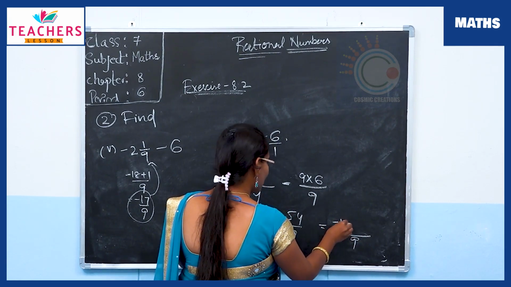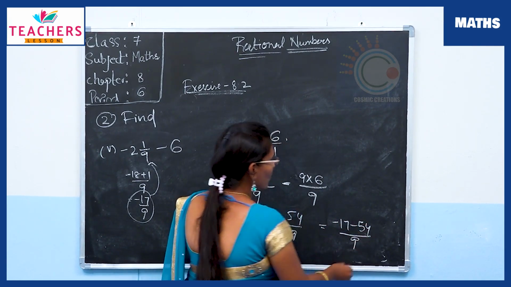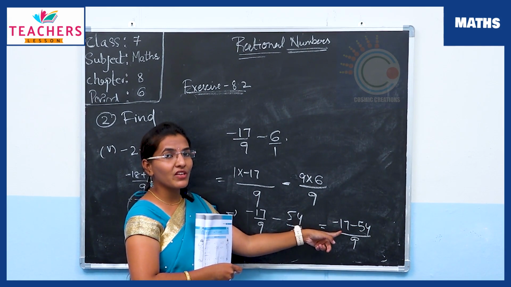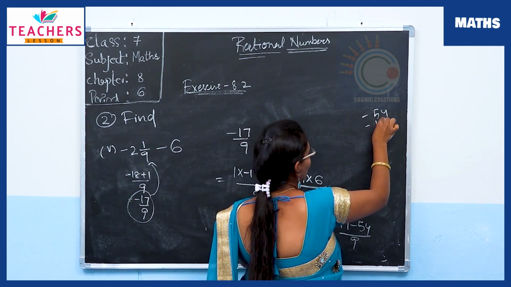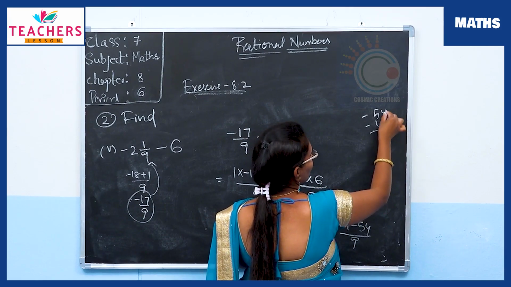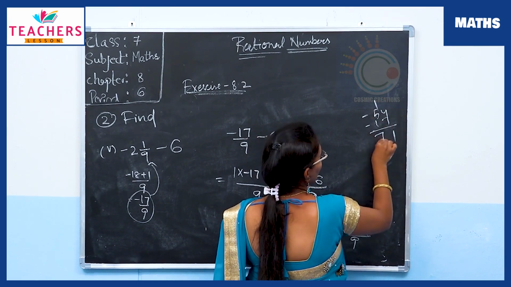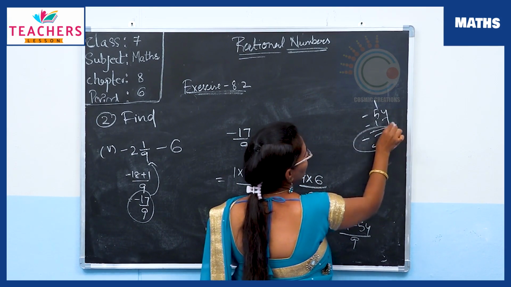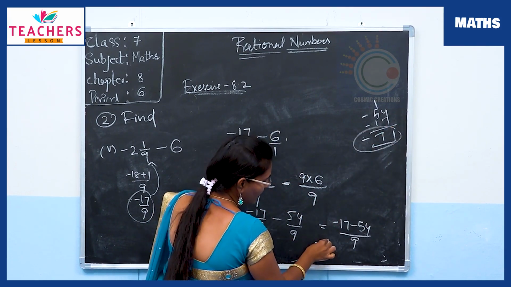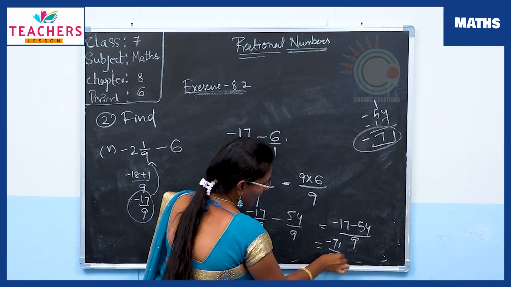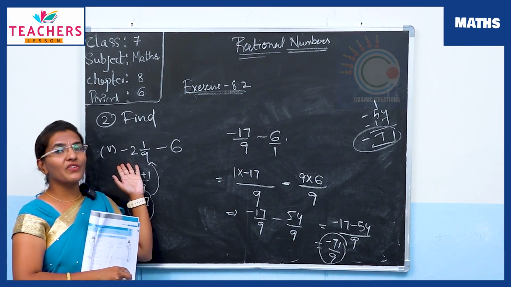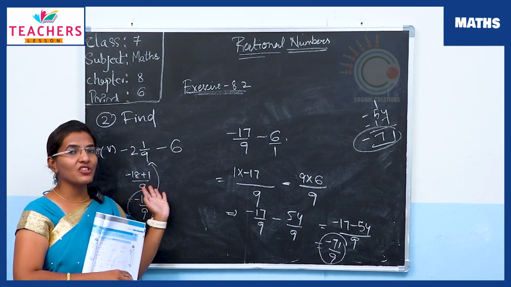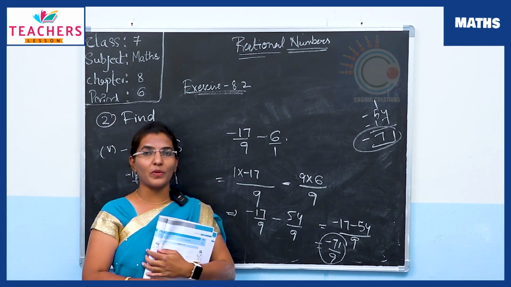So we have minus 17 minus 54. What is minus 17 minus 54? We have to do addition, right? 54 plus 17: 7, 11, 5, 6, 7. So that means addition, and we got minus 71. So what is the answer? Minus 71 by 9. Clear, right? So this is the mixed fraction. We have to convert it into the proper fraction and then perform the given operation. Clear?